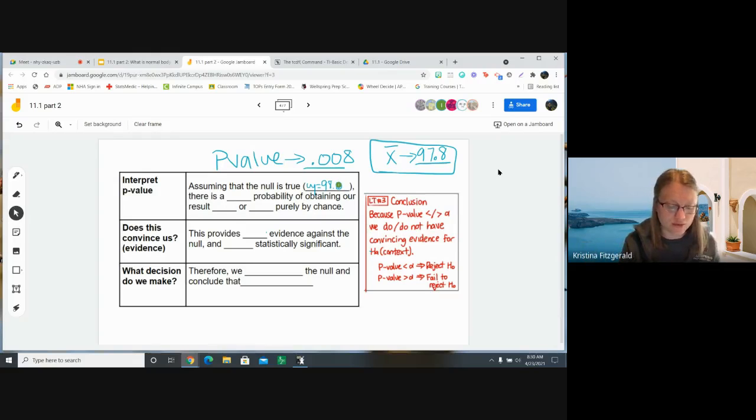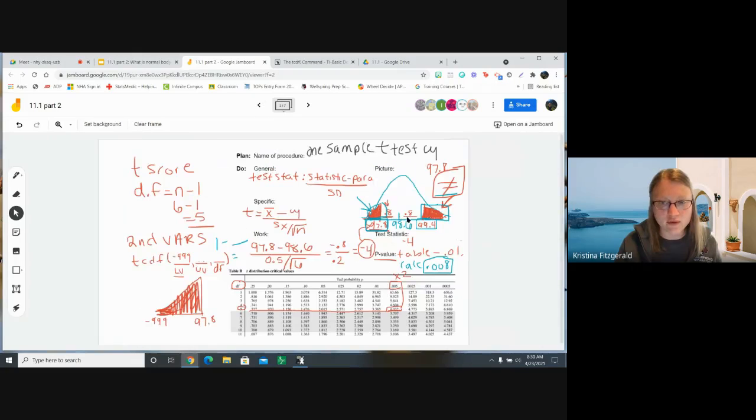Assuming that was true, there was a 0.008 probability of obtaining our result. So we can say this a few different ways. You can list the numbers that we had, or you can say within 0.8 of this number. So there's a few ways to phrase that.